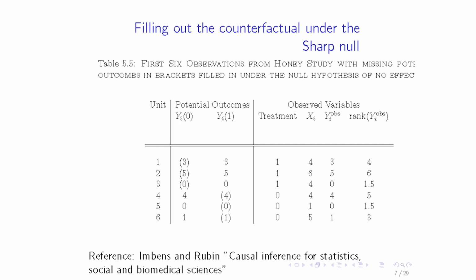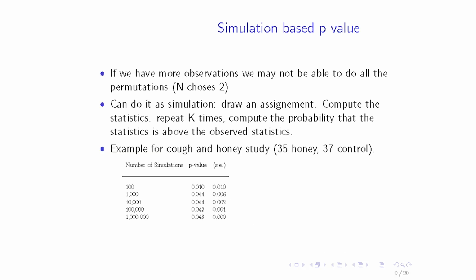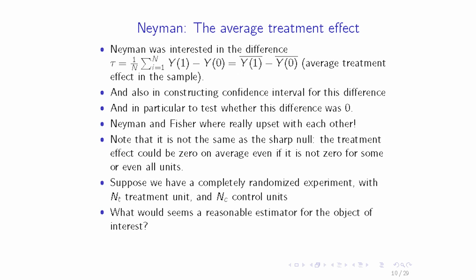They are conceptually quite different from the confidence intervals as we discussed in class before and as we will in a moment, but they also give you an interval of sorts. So this is Fisher. Neyman was interested in something different. He was interested in the difference between the average potential outcome treated and the average potential outcome control, which he called the average treatment effect in the sample.